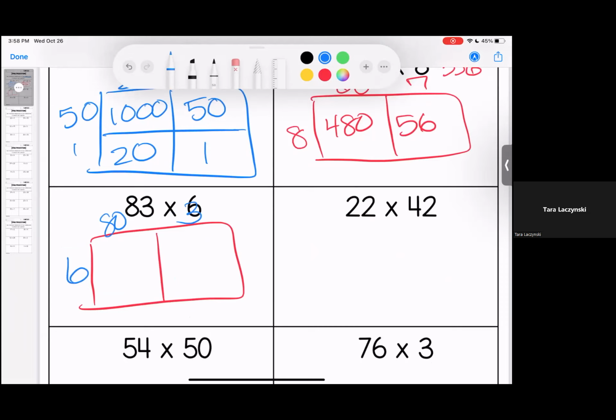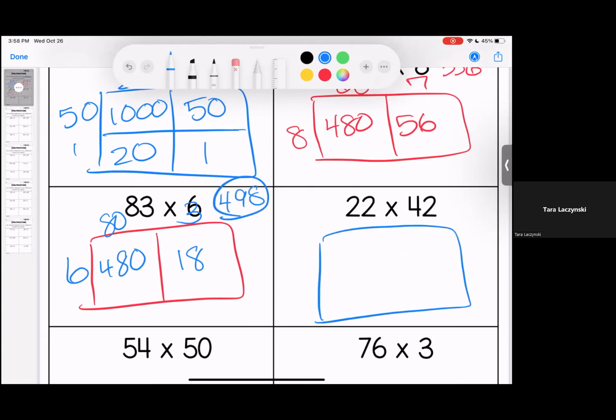So 83 times 6. 6 times 8 is 48. We have a 0. 6 times 3 is 18. If we add up 480 and 18, we get 498 as our final answer.